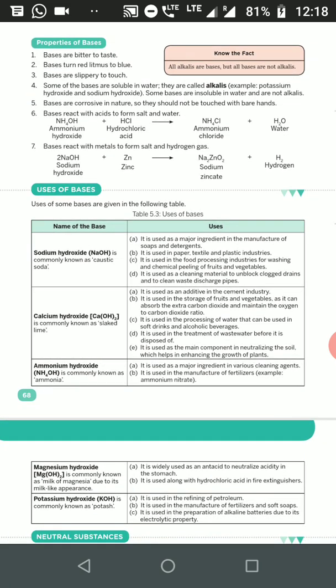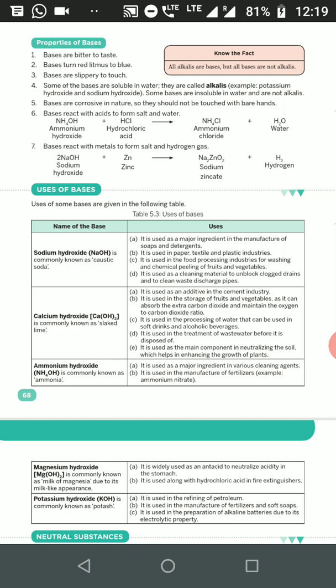It is used as a cleaning material to unblock clogged drains and to clean the waste discharge pipe. So it can be used to unblock the clogged drains. If the drain is blocked, we can use a base, and it is used for the cleaning of discharge pipes. Pipes can also be cleaned with the help of sodium hydroxide.